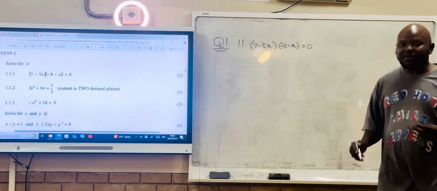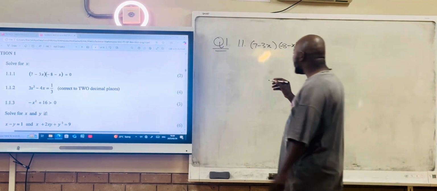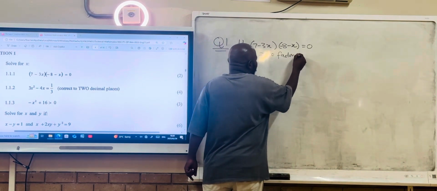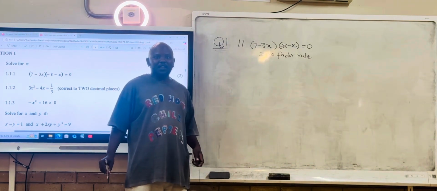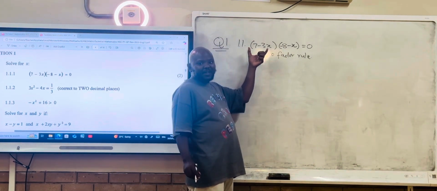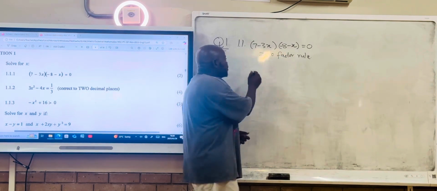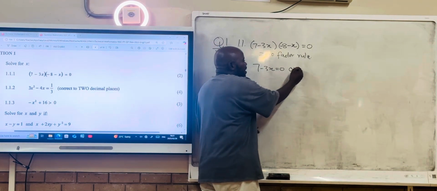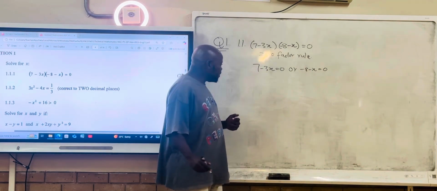Normally, we are going to apply the rule we call the zero factor rule. What are we going to do? We take the first binomial equated to 0, and we take the second binomial equated to 0. So we have 7 minus 3x is equal to 0, or negative 8 minus x is equal to 0.